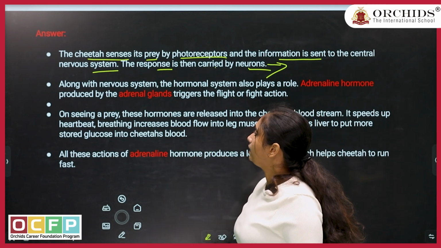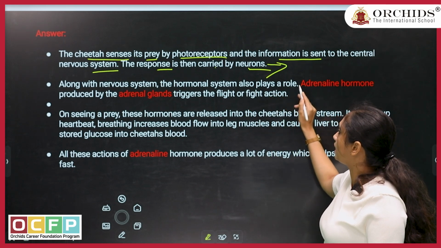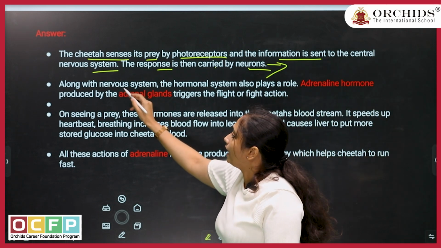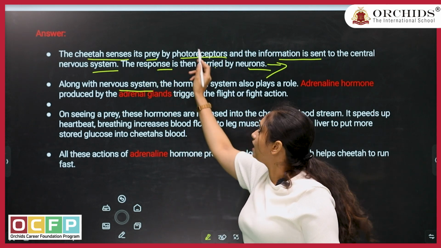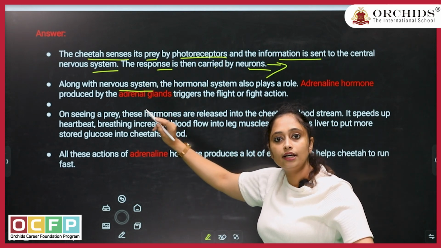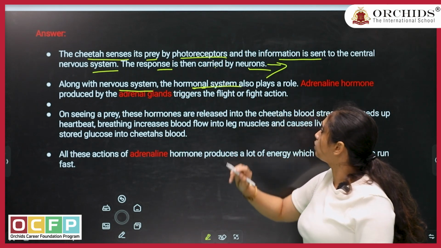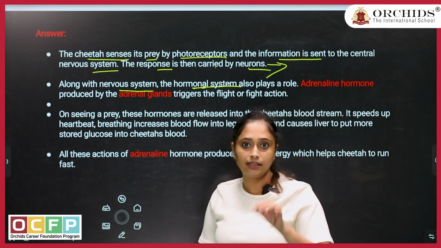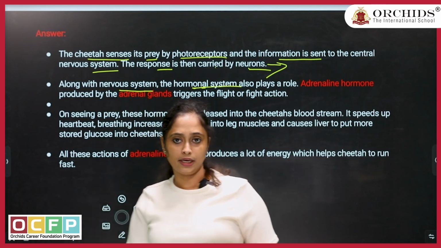So what will happen next? Along with the nervous system, the hormonal system also plays a role. I said the nervous system, with the help of neurons and photoreceptors, identified the prey, and after that the hormone system also plays a role in the same emergency situation. So what is the role of the hormone system?